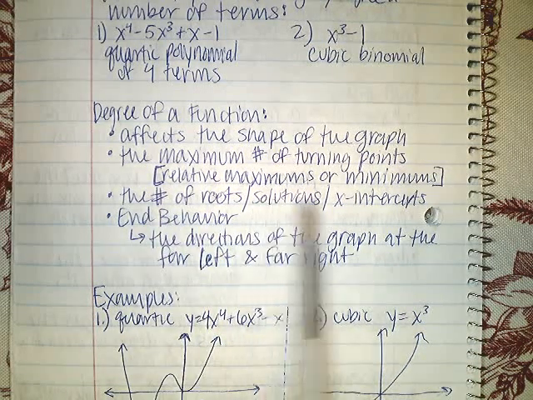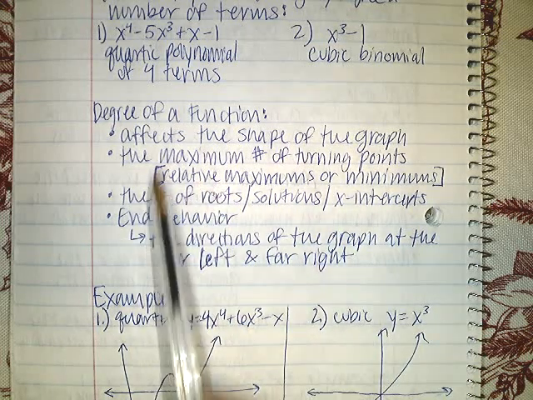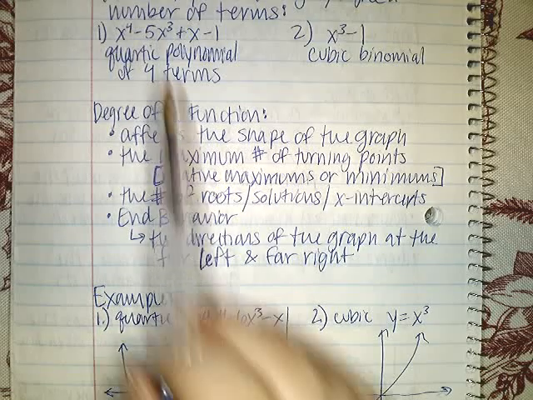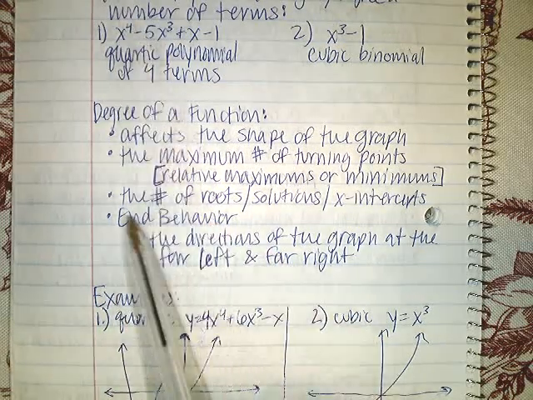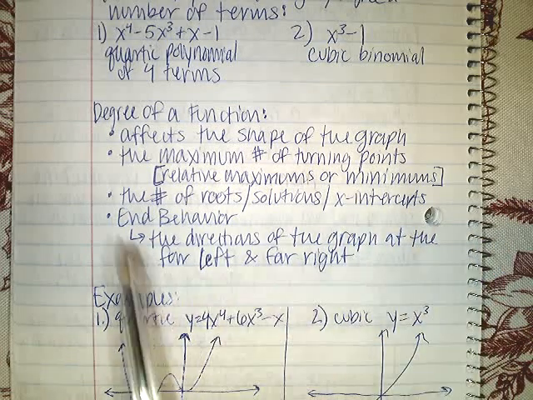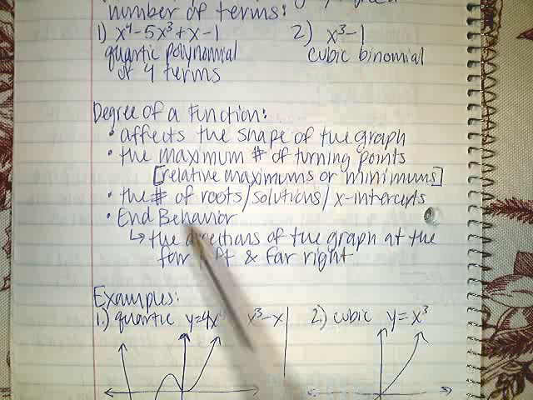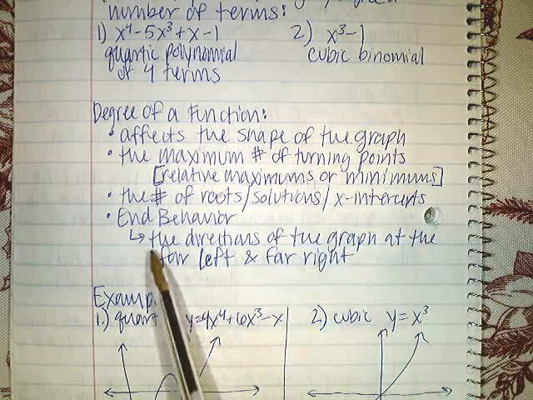The roots, zeros, or solutions, or x-intercepts also are affected by it. So the number of possible x-intercepts is determined by the degree as well. So if it's to the 4th power, there are 4 possible roots, zeros, or x-intercepts. If it's cubic, there would be 3 possible roots, zeros, or x-intercepts, solutions.